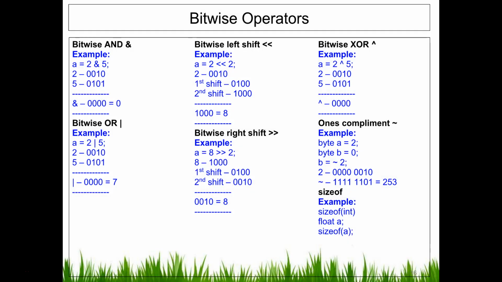Bitwise operators, I am skipping it, but it's just basic. When you do a bitwise AND, only 1 and 1 will give you 1, anything else will give you 0. So it's mostly based on the logical things. In case of OR, if any of them is 1, you will get 1 for it.